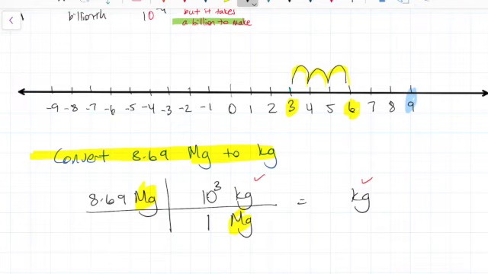Okay, so then I'm just going to multiply according to my dimensional analysis, and I'm going to get 8.69 times 10 to the 3rd kilograms. Done.